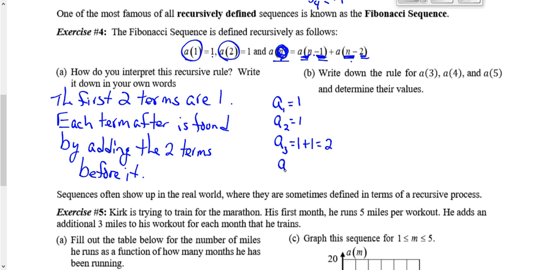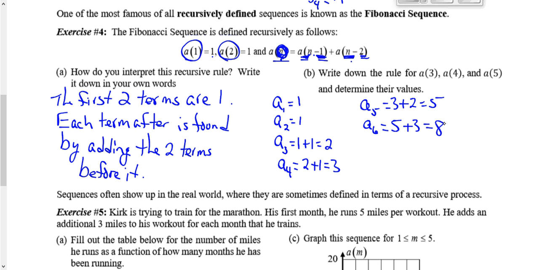So now let's go to the fourth term, A4. The two previous terms, 2 plus 1 equals 3. Let's get the fifth term. The two previous terms, 2 plus 3, or in the same order, 3 plus 2, which equals 5. Now the sixth term. What are the two previous terms before it? 5 and 3. So 5 plus 3 equals 8. You get that now?